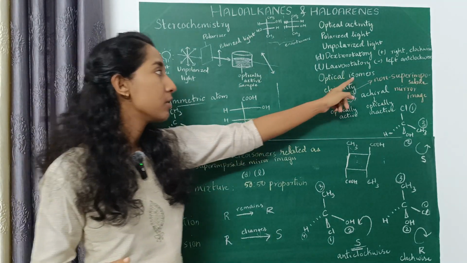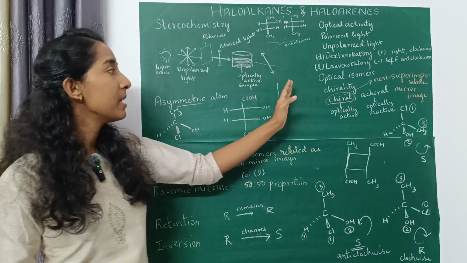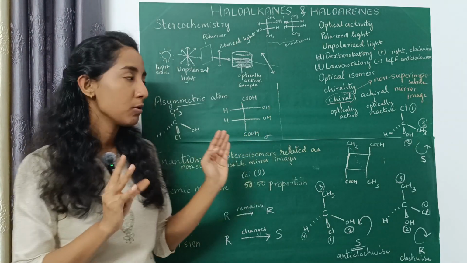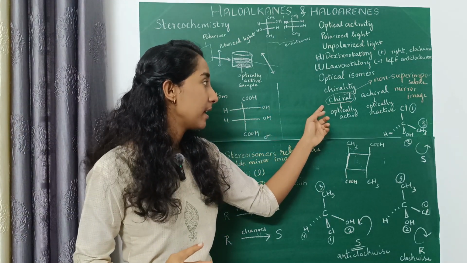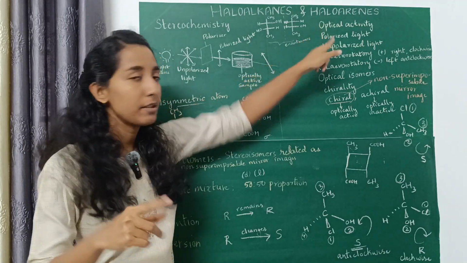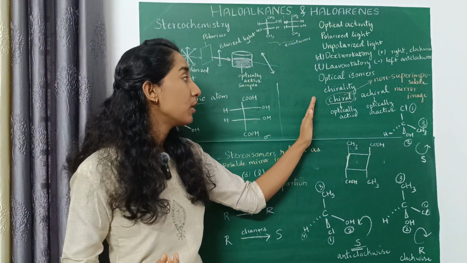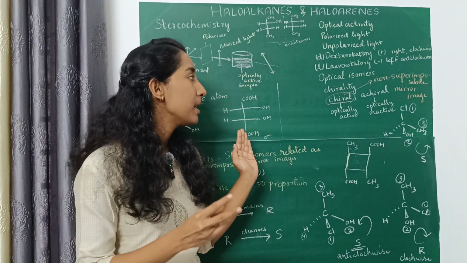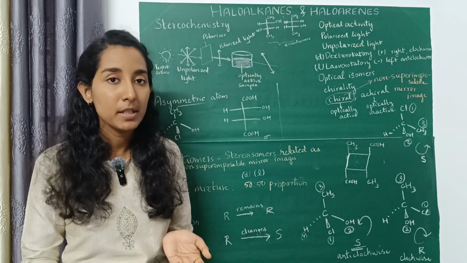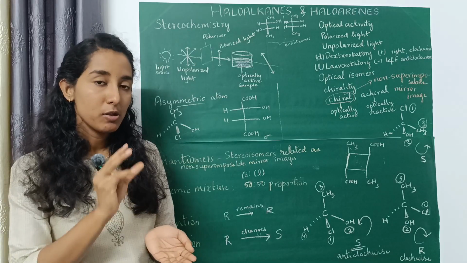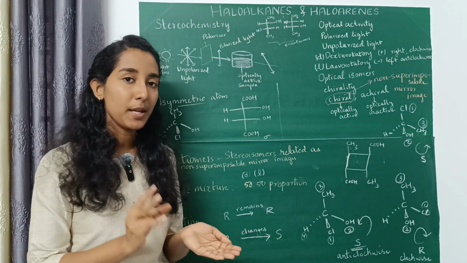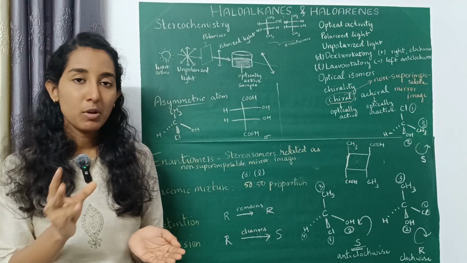Now what are optical isomers? Optical isomers are compounds which are non-superimposable mirror images of each other. Before that, I'll tell you what is chiral. Chirality is a property, just as optical activity is also a property. And what are chiral molecules? Chiral molecules are molecules which have a non-superimposable mirror image. So if a molecule has a non-superimposable mirror image, you call it a chiral molecule. That property is chirality.